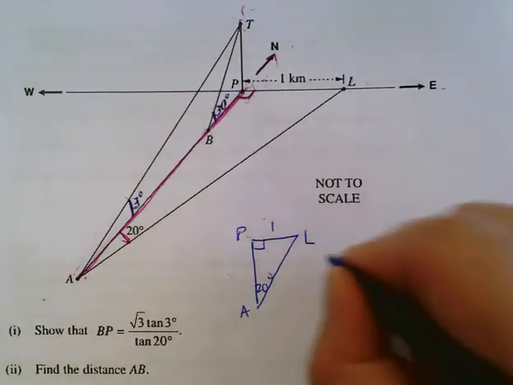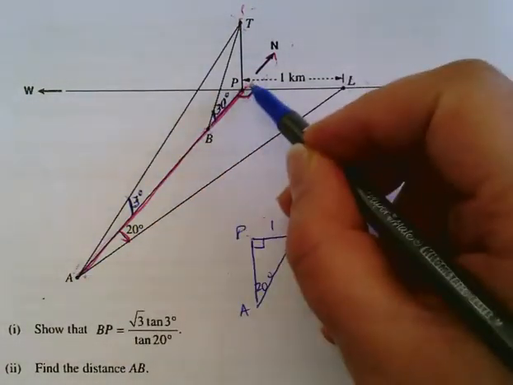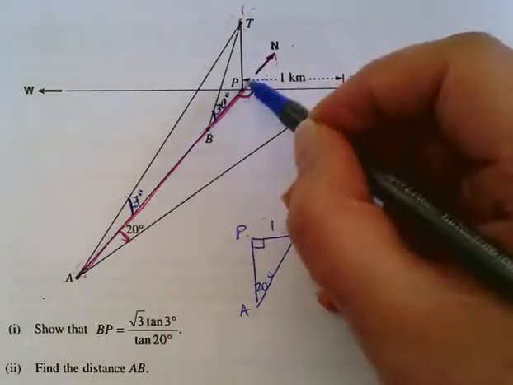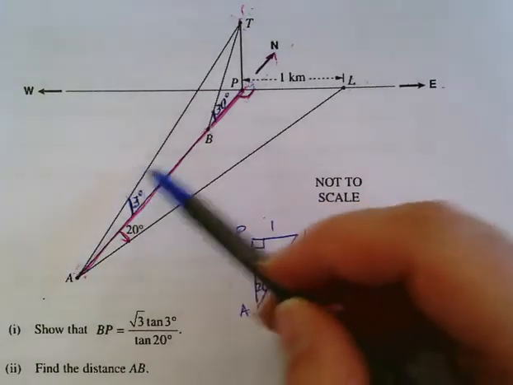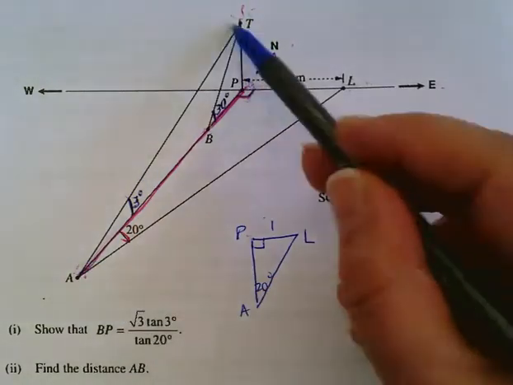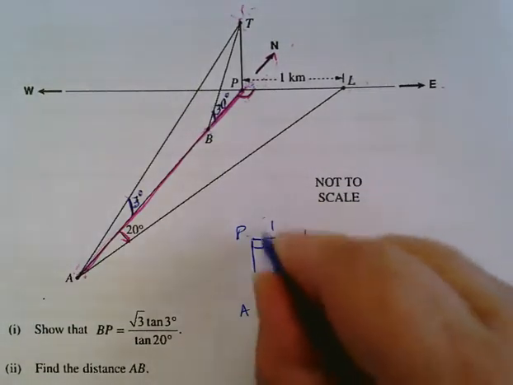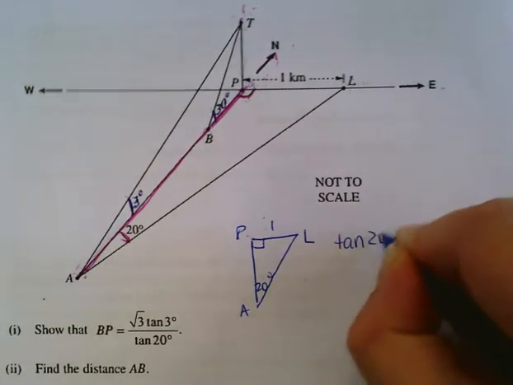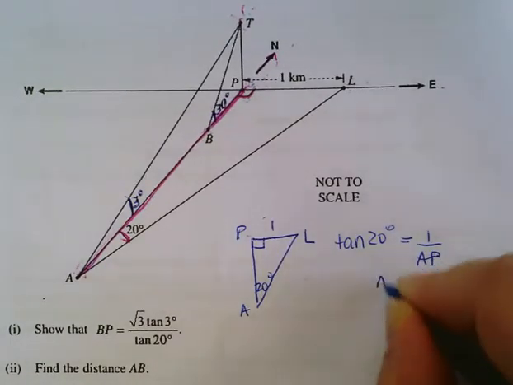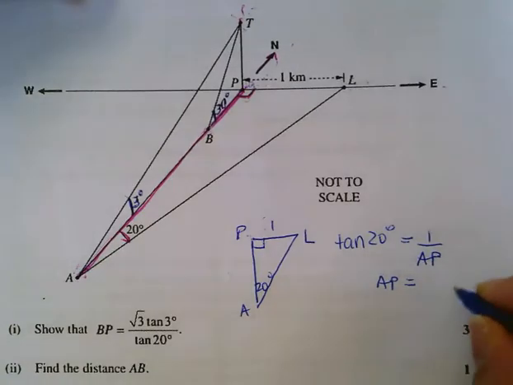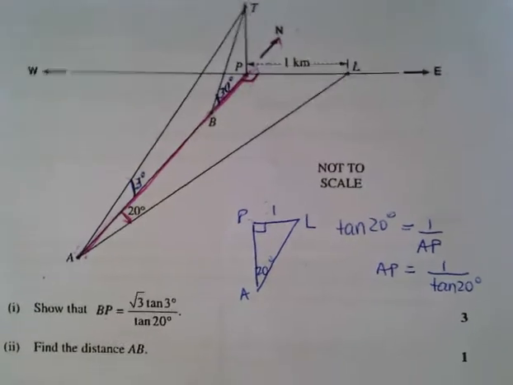Oh yeah, we can come up with 2 expressions for AP. I can come up with an expression for AP in the top triangle, and I can come up with an expression for it in the bottom triangle. See how AP is common to my angle of elevation triangle and to my ground level triangle? So let's just try that. Tan of 20 degrees is 1 over AP, which means that AP equals 1 over tan 20. I mean, this is worth 3 marks, so there's going to be a bit of work there.